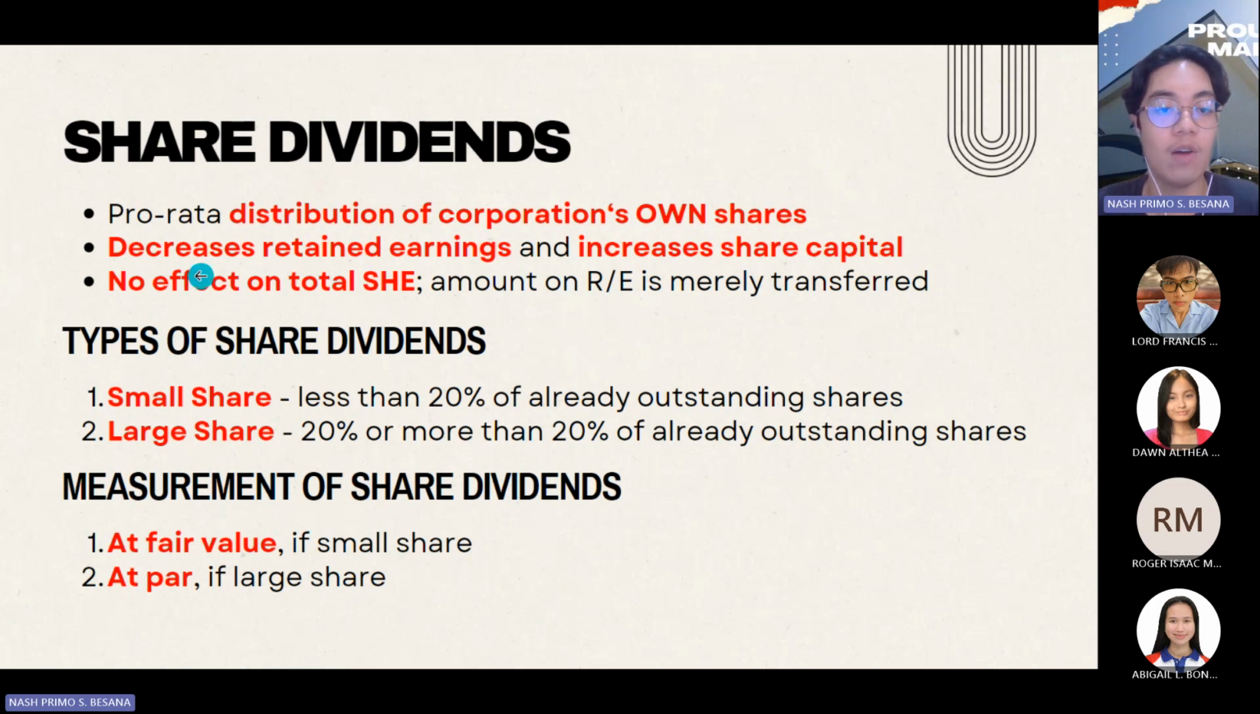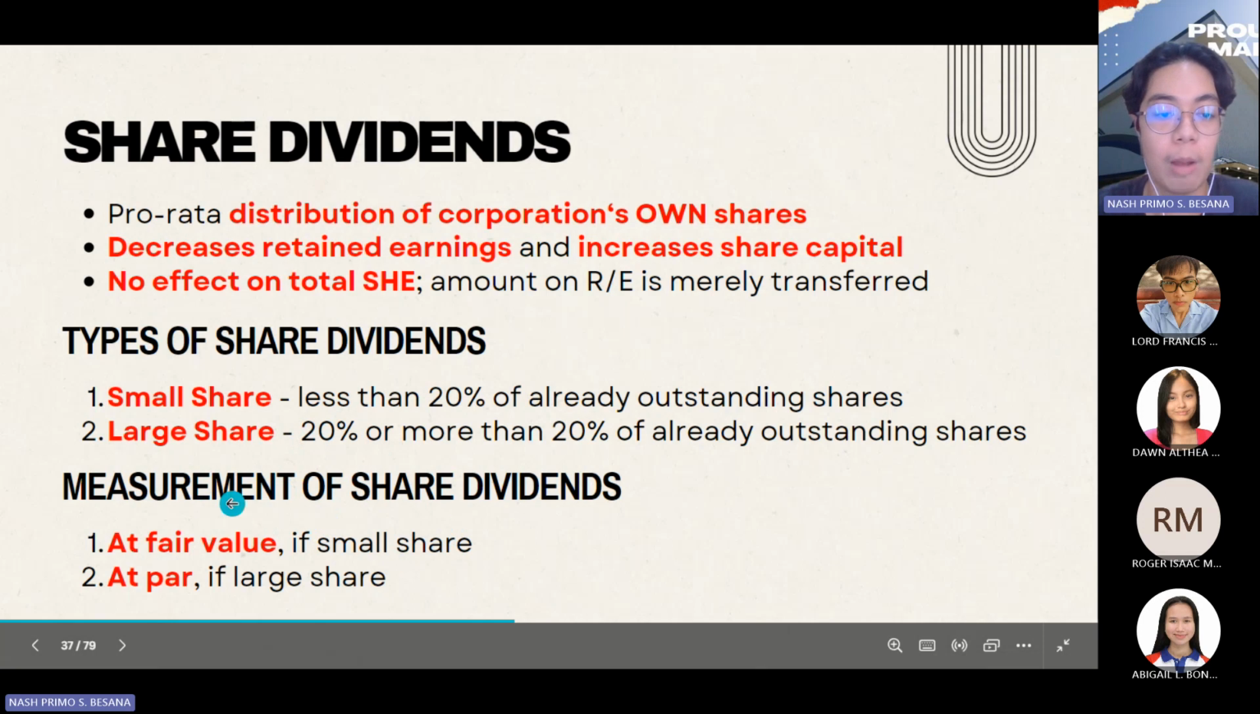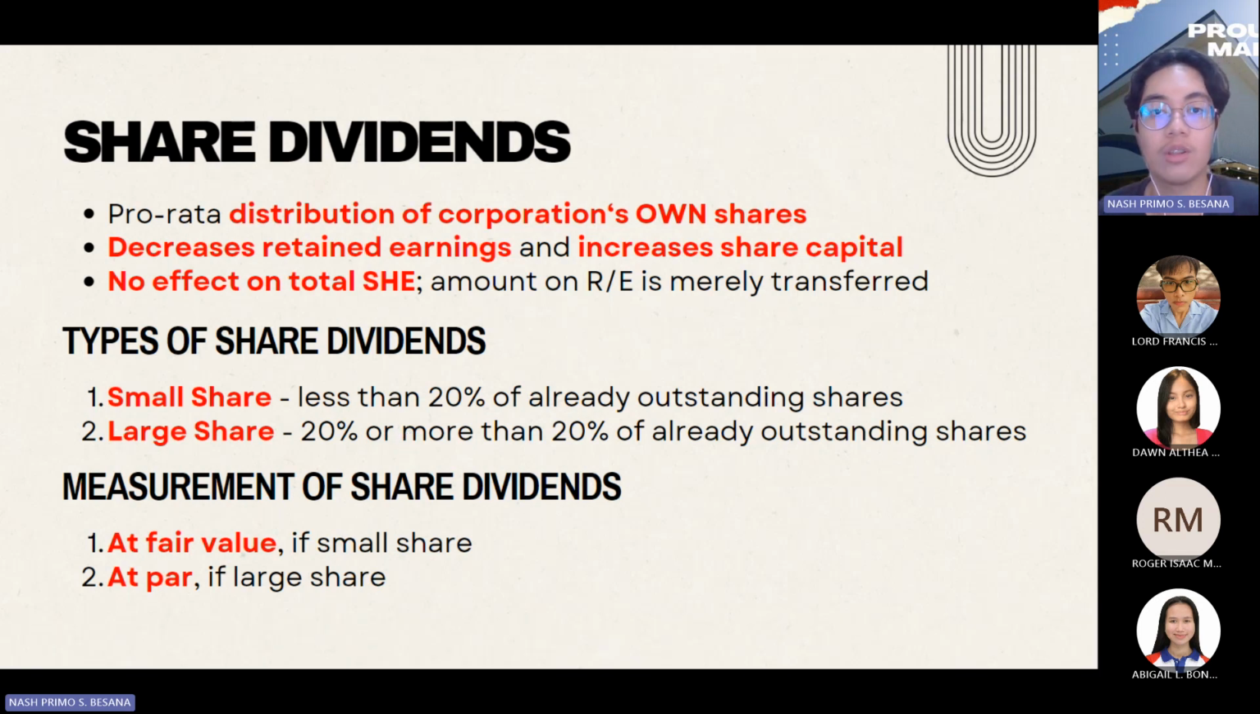So there are two types of share dividends. First is yung small share kapag less than 20% yung in-issue, and then large share 20% or more than 20%, which later naman makikita natin yan. And then yung measurement, different from property dividends, dalawa yung rule niya. So kapag daw small share at fair value, pero kapag large share at par. So kapag nag-issue ng share dividends na less than 20%, always take note, fair value ang gagamitin. But if more than 20% or 20% itself, par value ng shares na in-issue yung gagamitin.